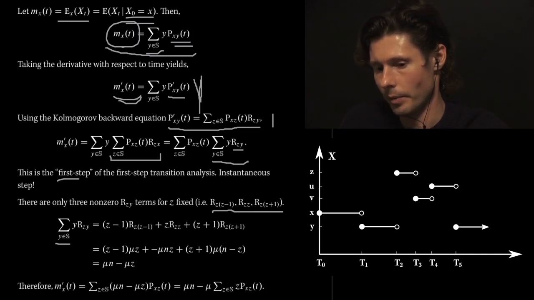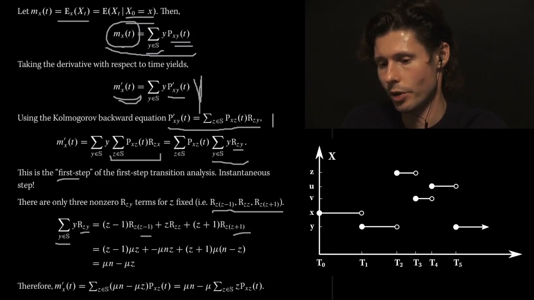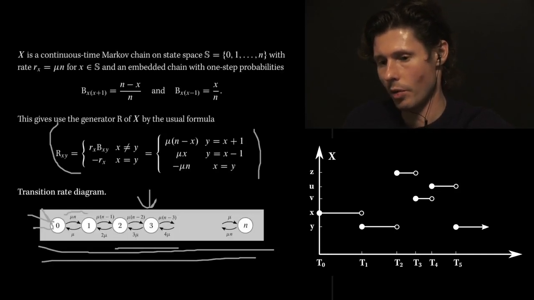And in here it's pretty clear. The transition has to be of the form zy. So what can y be? It can be z minus 1, it can be z, and it can be z plus 1. Those are the only non-zero transition rates according to our calculation on the previous slide right here.